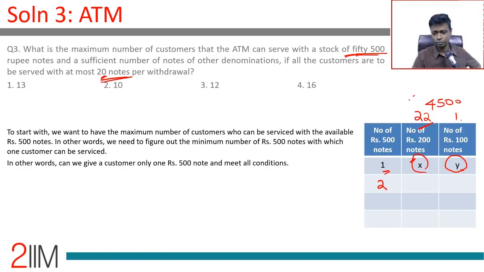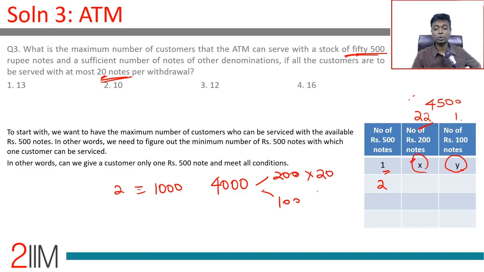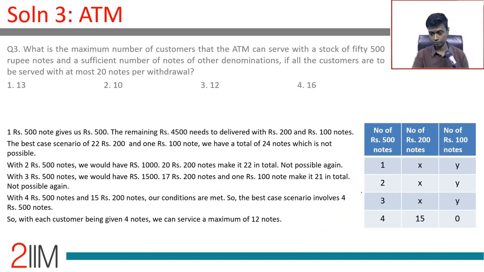Let's say there are 2. So these two 500 rupee notes amount to 1,000. So we need to generate the remaining 4,000 with 200 rupee notes and 100 rupee notes. If you have as few notes as possible, then we should have everything as 200, 200 into 20. So two 500 rupee notes, 200 into 20, 0 100 rupee notes. That is a possibility. That is the best case scenario. But even here, 20 into 200 plus 2 into 500, there are 22 notes. We can have at most 20. This is also ruled out.